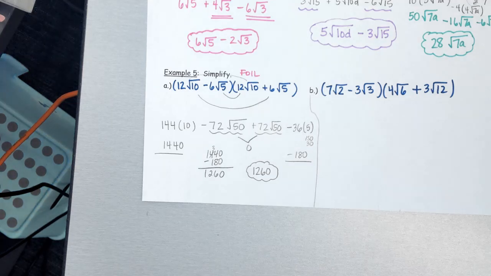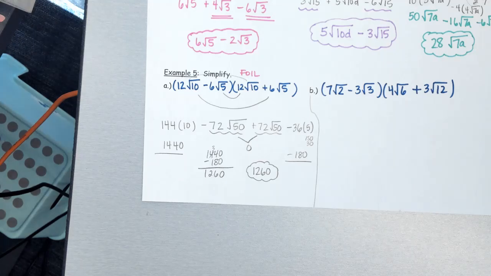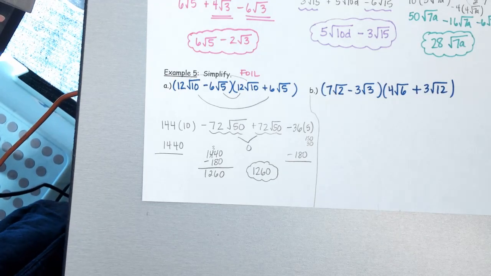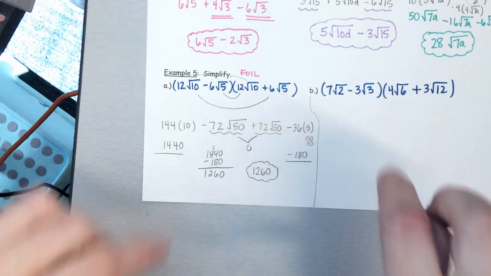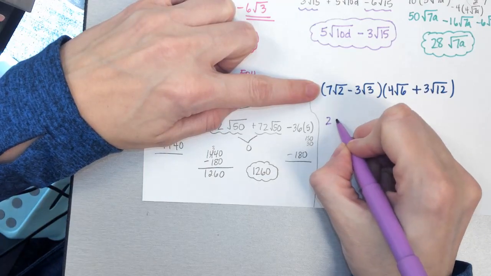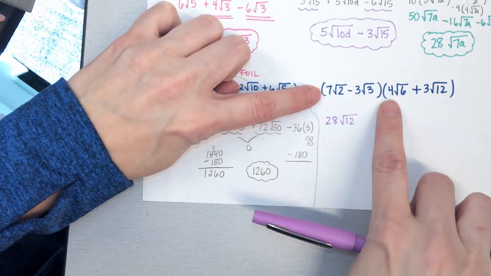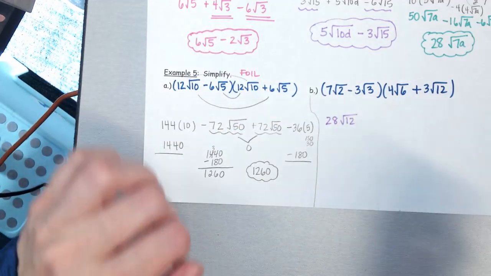Okay, so go through your FOIL, write that out. We're going to simplify together. Let's see how that went. So when you multiply, you should get 27 root 12 for the first. 7 times 4, 2 times 6.